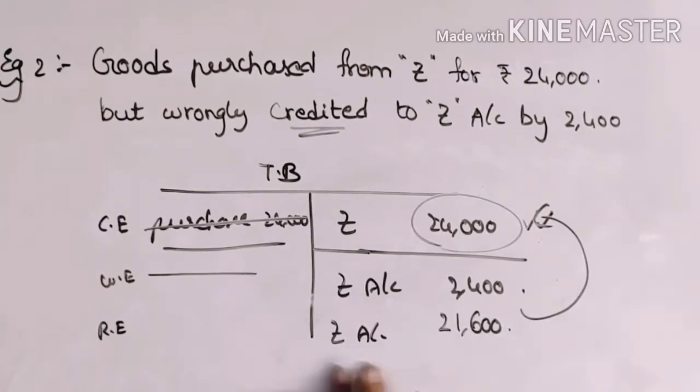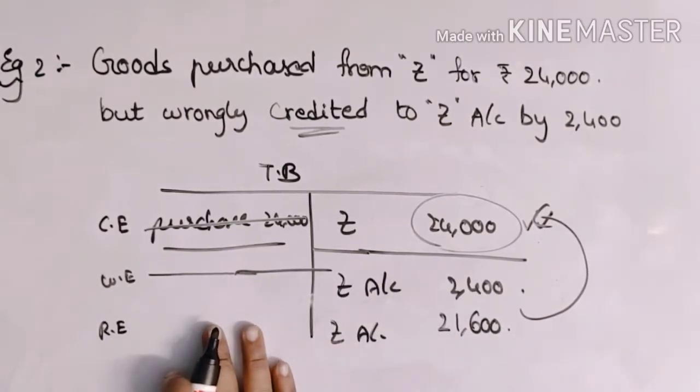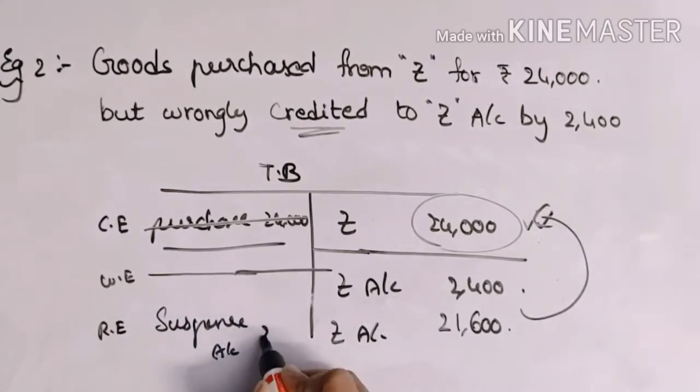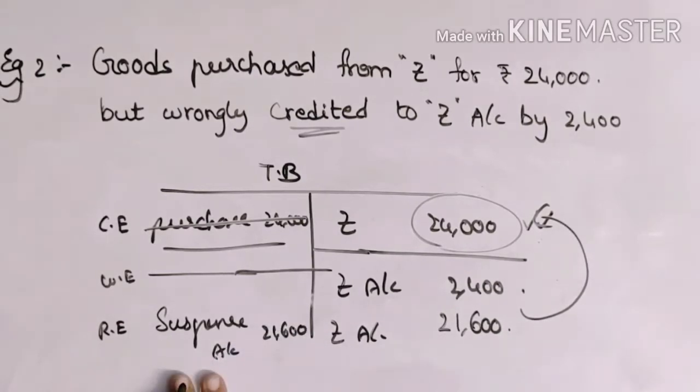So I'll simply write here. The rectification entry is, in order to debit this side, there is no account available, so simply use a suspense account. Now what is the rectification entry? Suspense account debit to Z account 21,600.